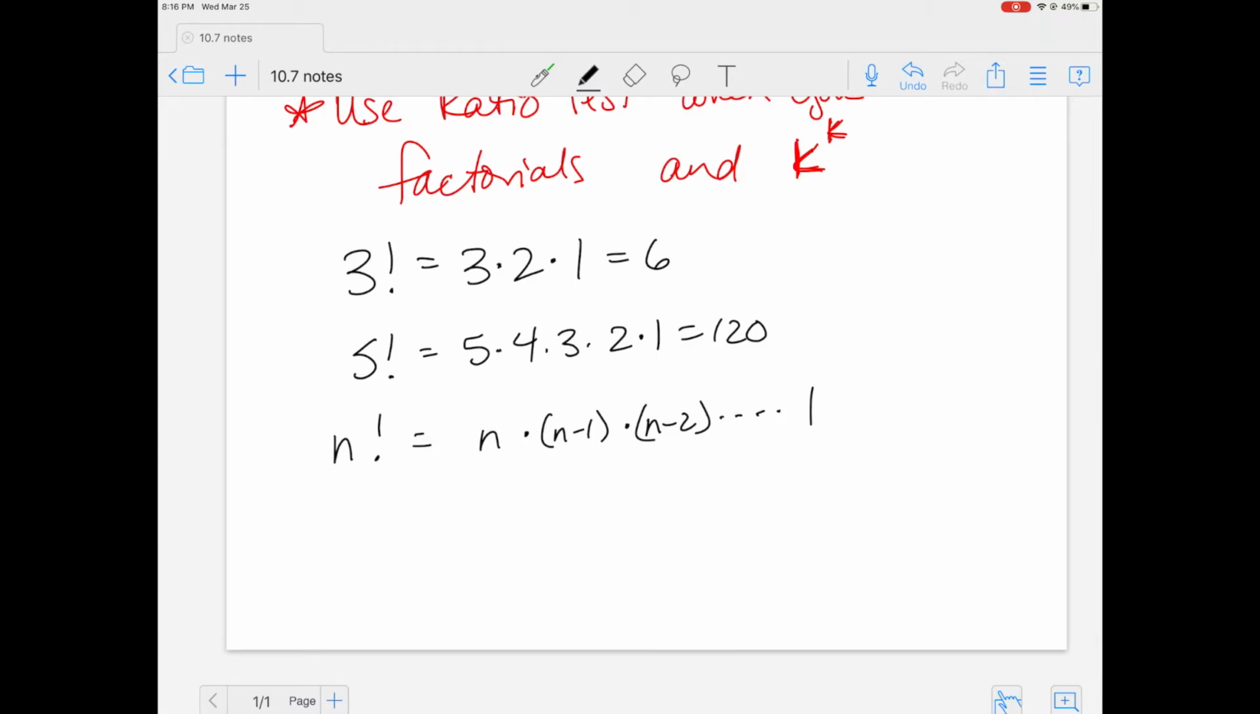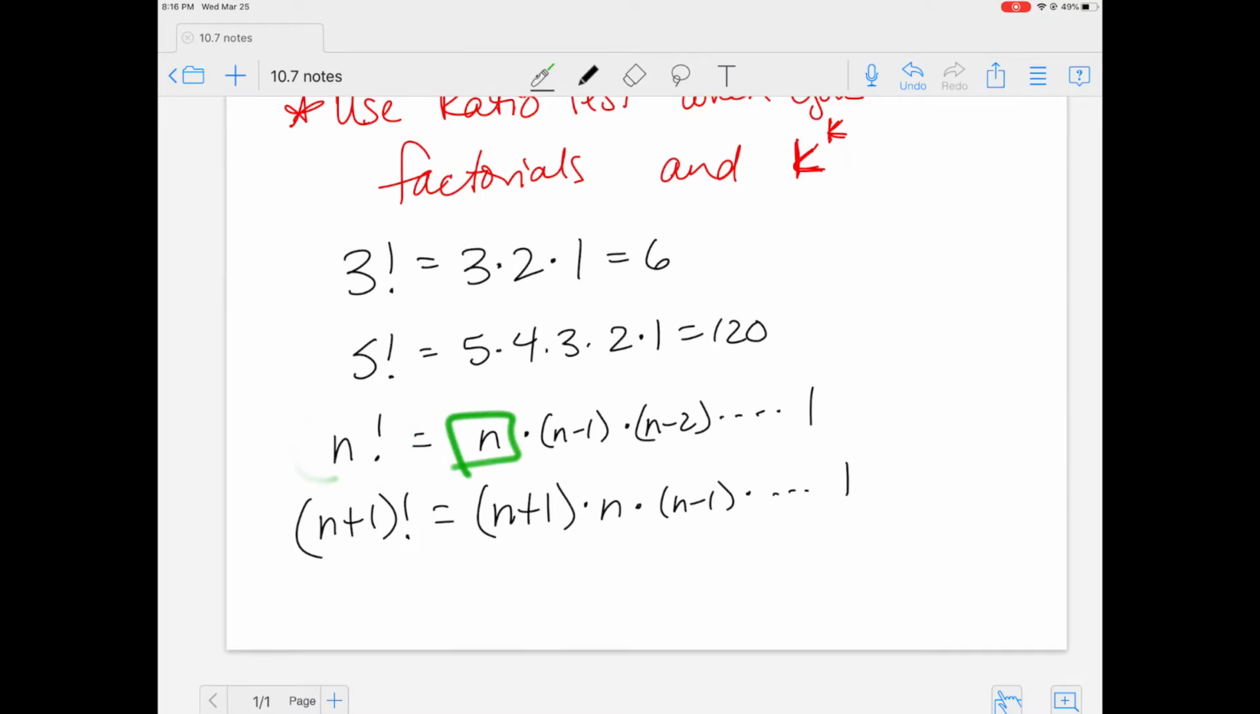Do you see? Okay, so if I have n plus 1 factorial, I start off with n plus 1, and I'm going to take that times n, times then n minus 1, times all the way down to 1. Do you see what's going on there? So if I have n factorial, then I take that value, subtract 1 to get to the next, subtract 2 to get to the next, etc. If you start with n plus 1, subtract 1 gets you to n, and it goes from there.